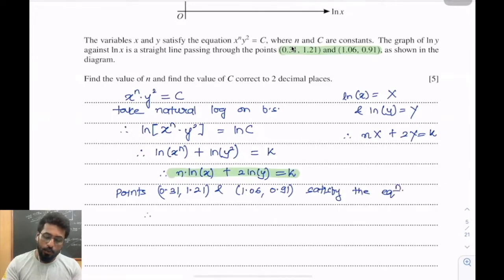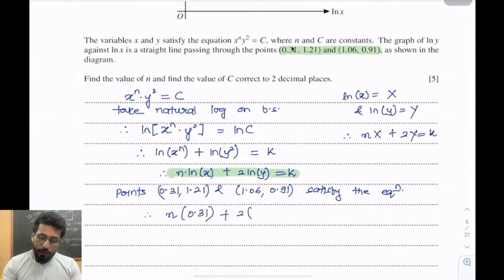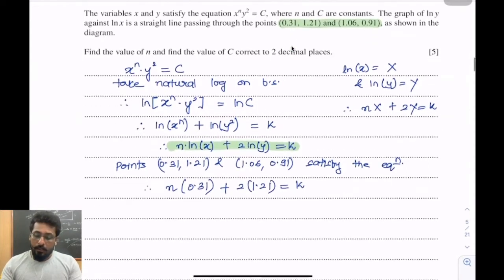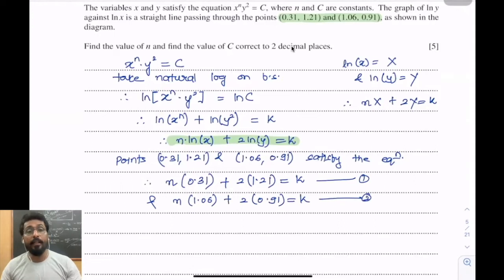satisfy the equation. So I get n times of, so these values are values of ln of x and ln of y. So n times of 0.31 plus 2 times of 1.21 is equal to k, which is ln of c. Okay. So I can call this my first equation, and the second equation is going to be n times of 1.06 plus 2 times of 0.91 is equal to k. That's my second equation.